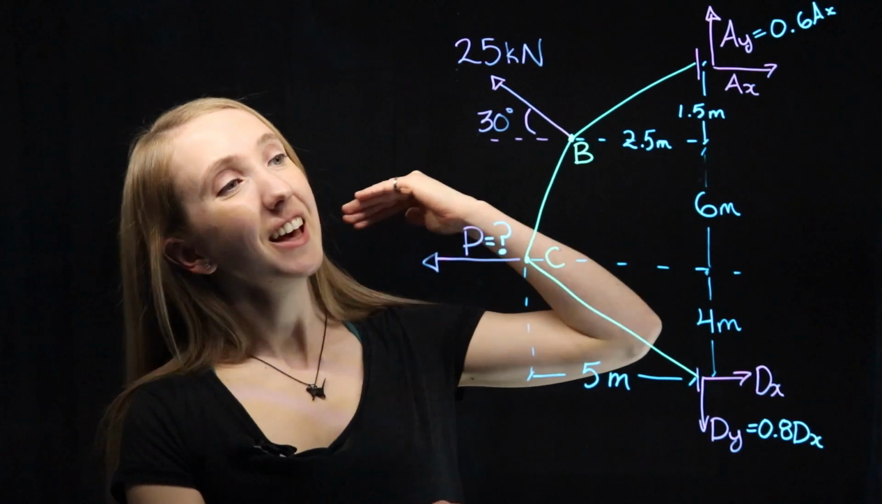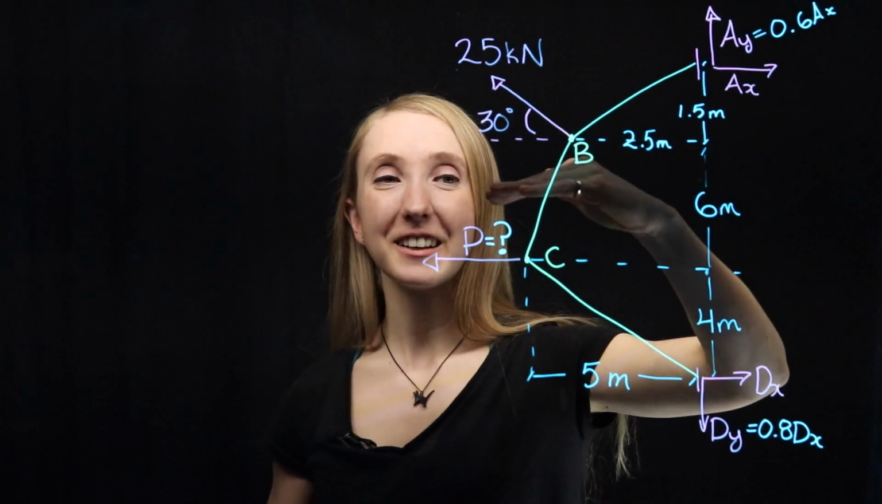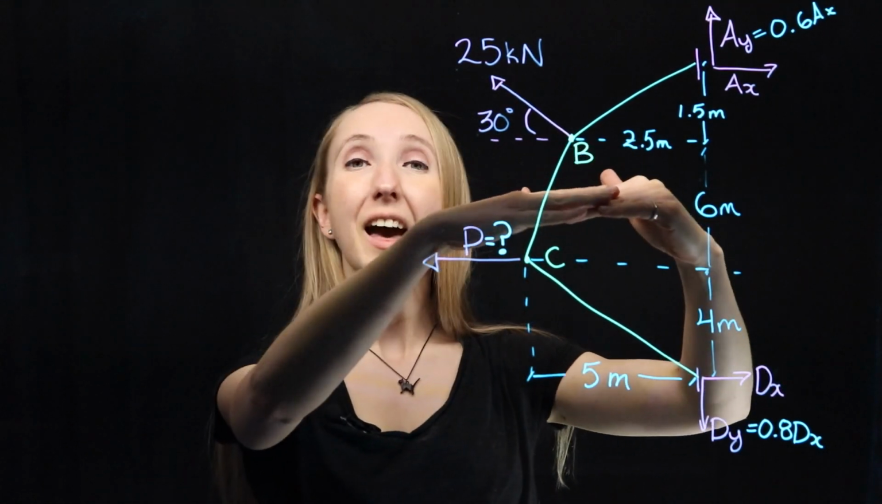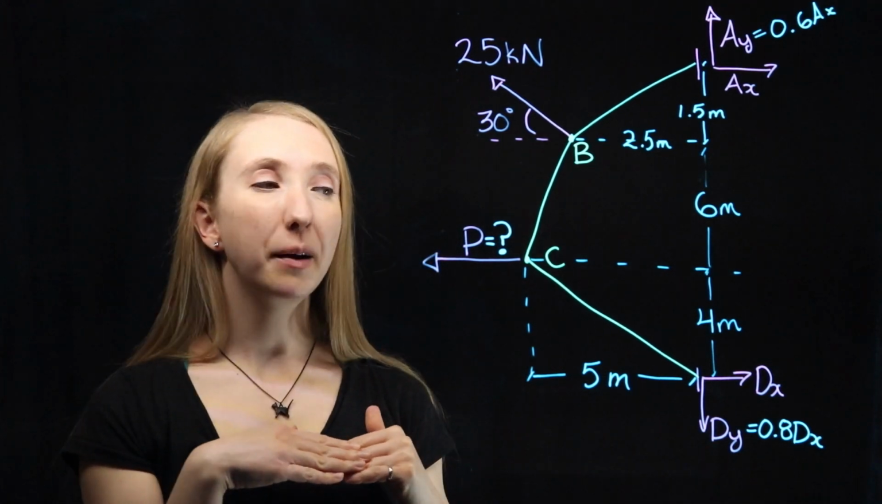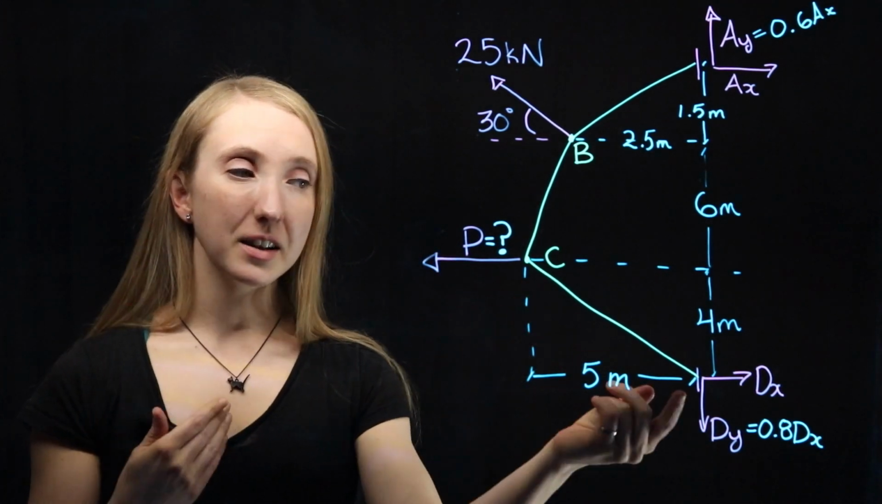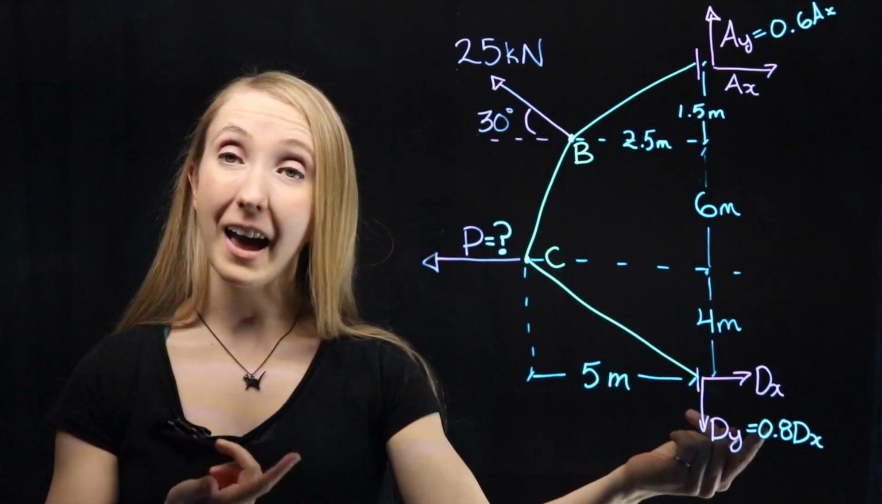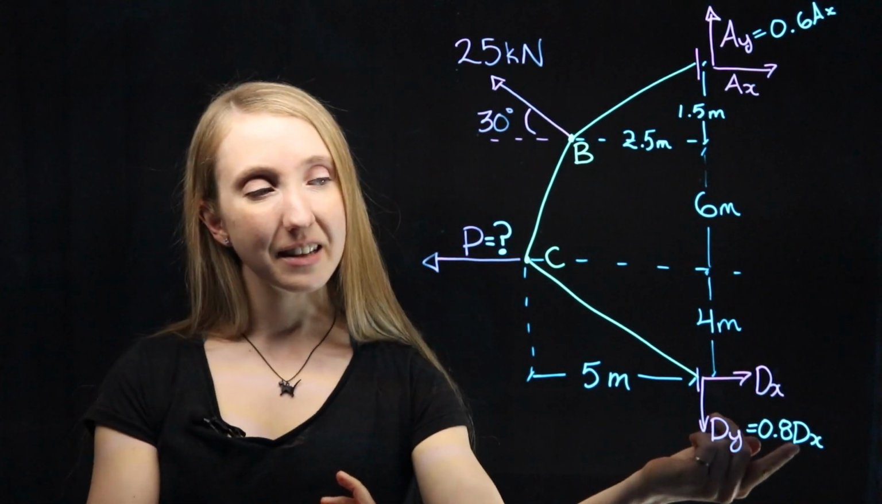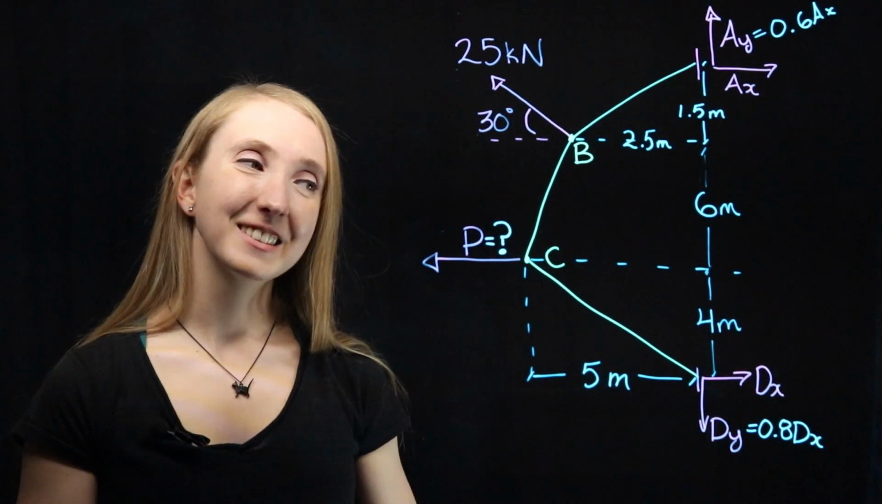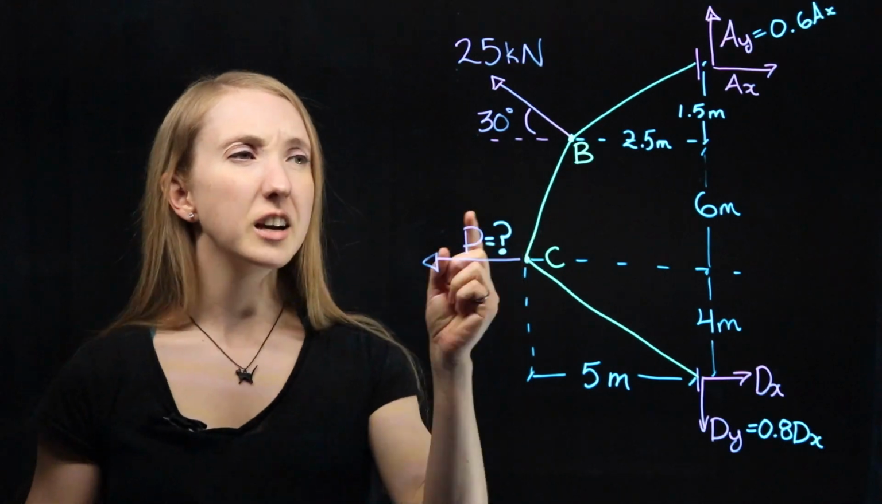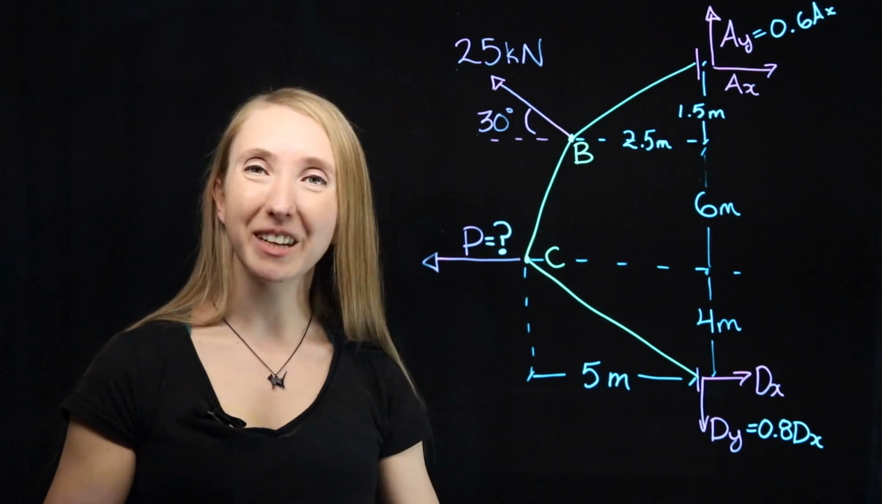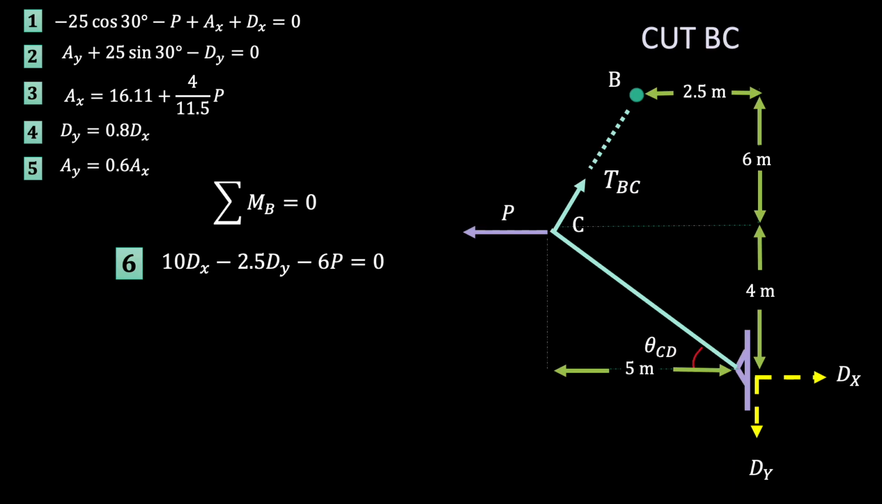We can cut our system right here so that we're only looking at the bottom part. The part that has a P, a dy, which we already have in terms of dx, and a dx. So let's cut our system and take a moment. If we cut the segment BC, we can look at just the lower portion of the cable system.